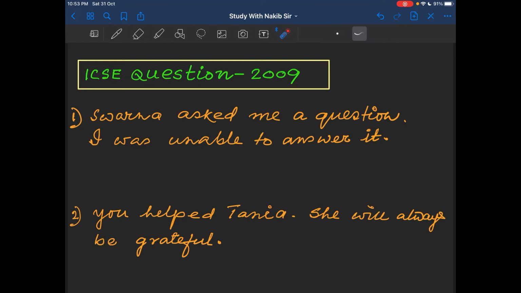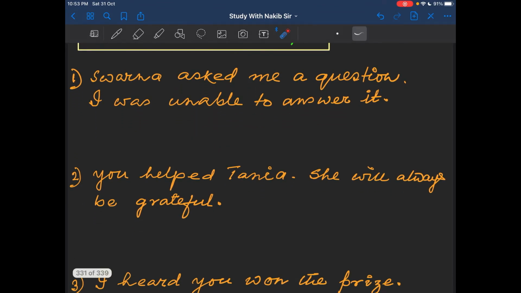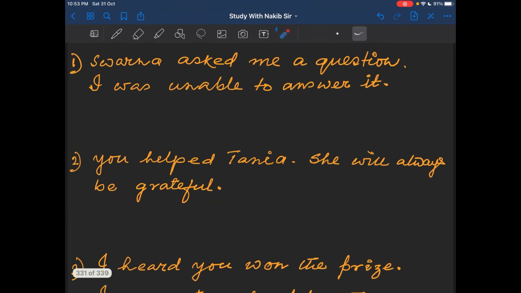You know what to do and how to do the work. First copy the question in your copybook, then do the work. See the first question. Sorno asked me a question. I was unable to answer it. This is the first question. And your second question is, you help Tanya. She will always be grateful.